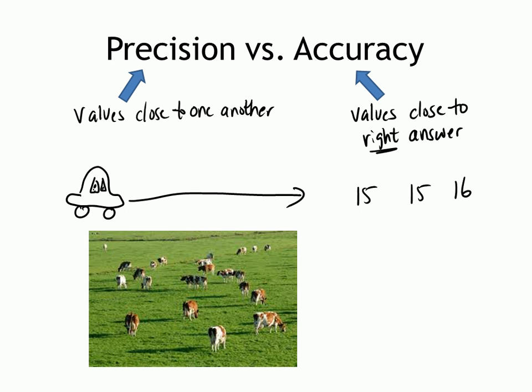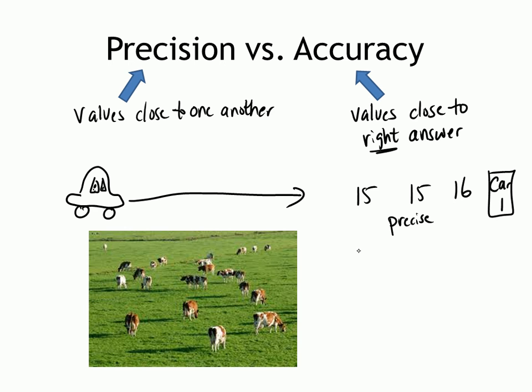All right, those numbers are pretty close to one another. You would say that they are precise. They agree with each other. The three people in the car agree with each other, so their answers are precise. All right, this is going to be car number 1. However, if you start counting those cows, you'll find out that they are not all that accurate.